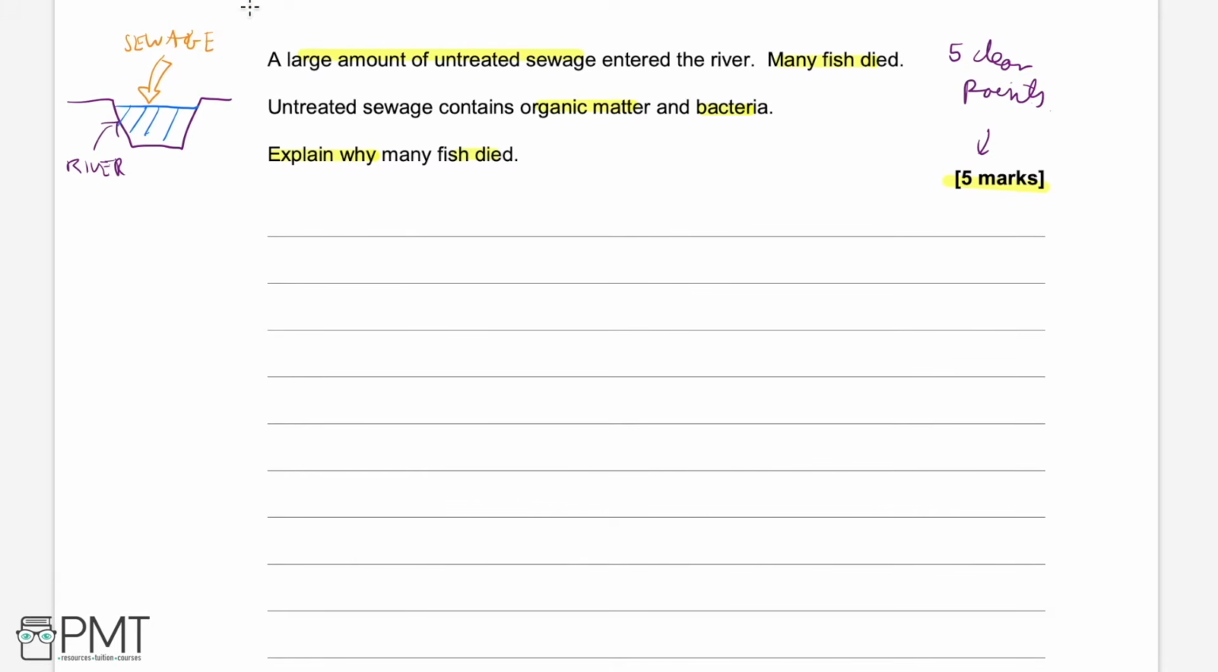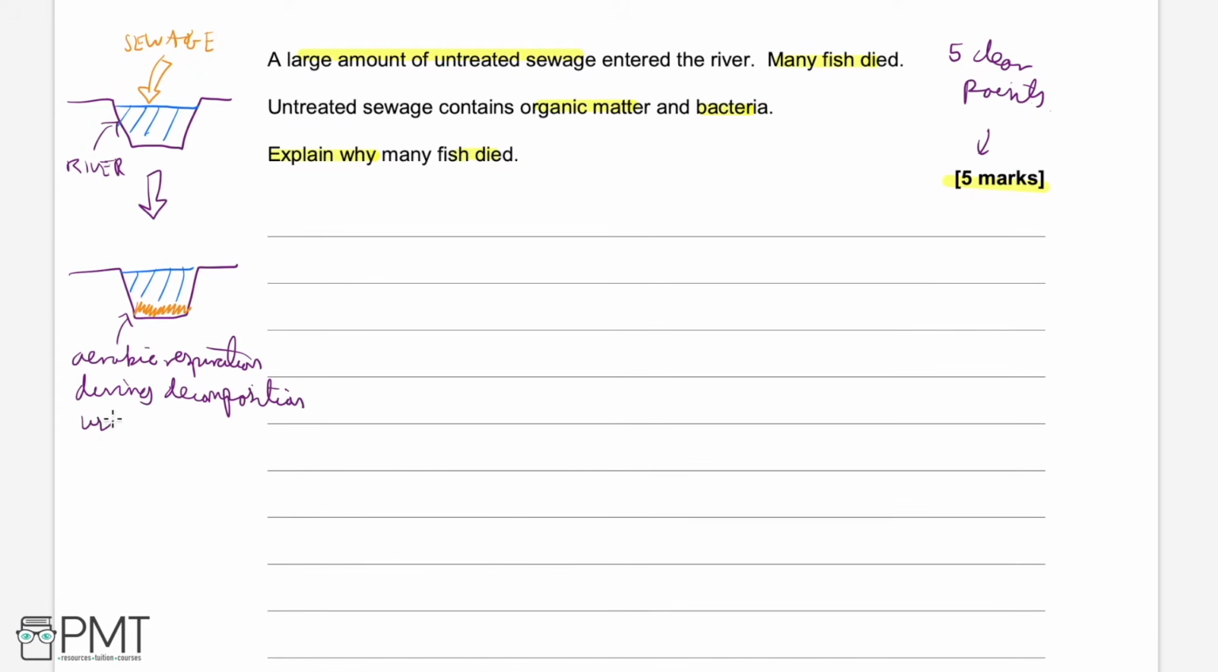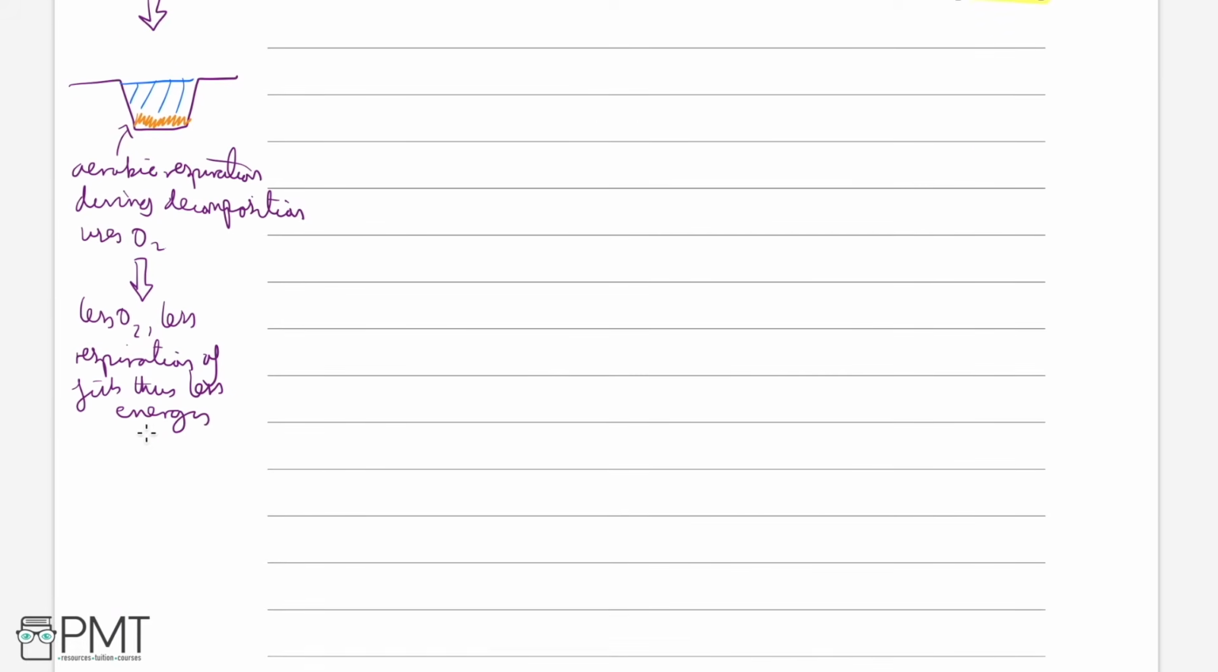The bacteria begin to break down this organic material in a process of decomposition. Now, decomposition uses the bacteria to digest the organic matter. The products of this digestion are then used by the bacteria to respire aerobically. Aerobically means it is respiration that requires oxygen. Thus, the concentration of oxygen within the water decreases. Fish need oxygen to respire aerobically, so with less oxygen, less respiration can happen within the fish, thus they have less energy, hence they die.